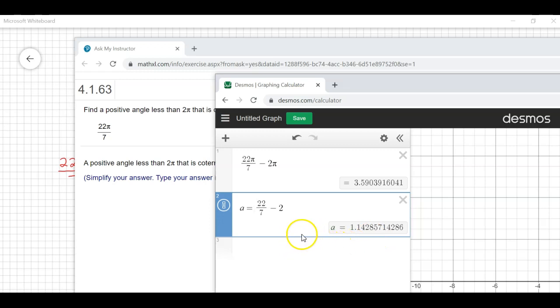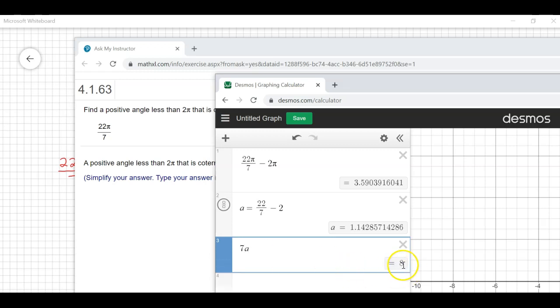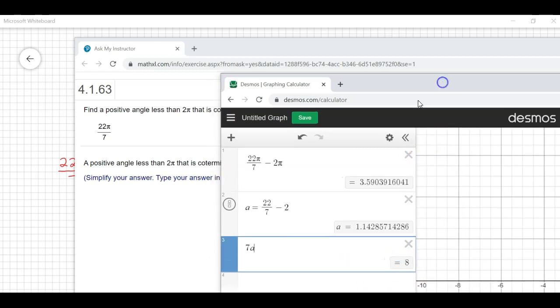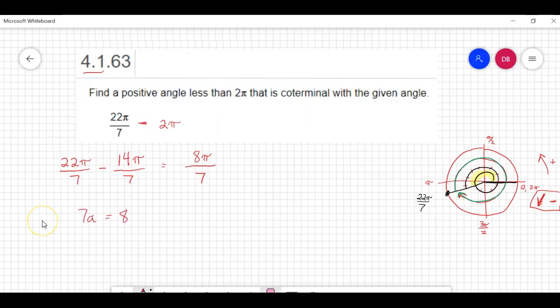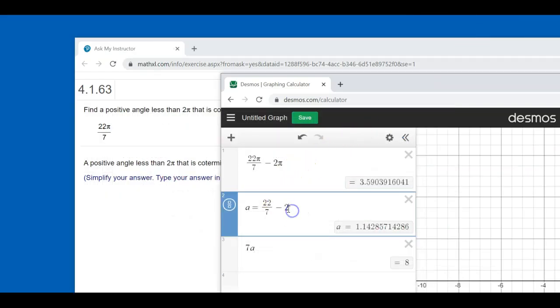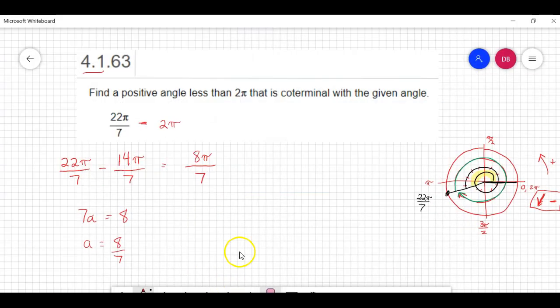What I'm going to do now is I'm going to multiply A, my answer, by that original denominator. So 7A, and notice I get 8. And what I have here is 7A is equal to 8. So solve for A. A is 8 sevenths. And then remember, what did we say we were going to do to this value A? We're going to stick the pi back on. Right? So A is equal to 8 sevenths. We're going to stick the pi back on, so that's 8 pi over 7. It's the same thing that we would get if we would have done it mathematically.